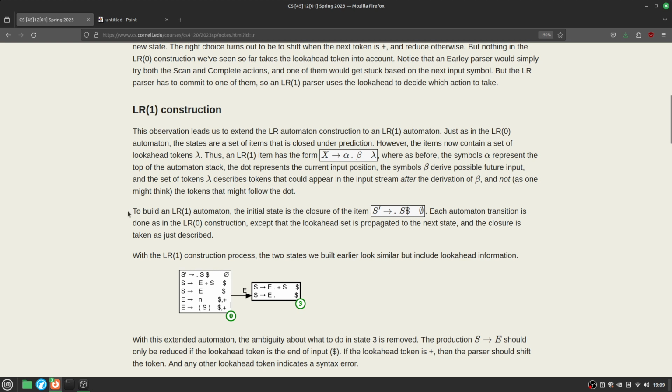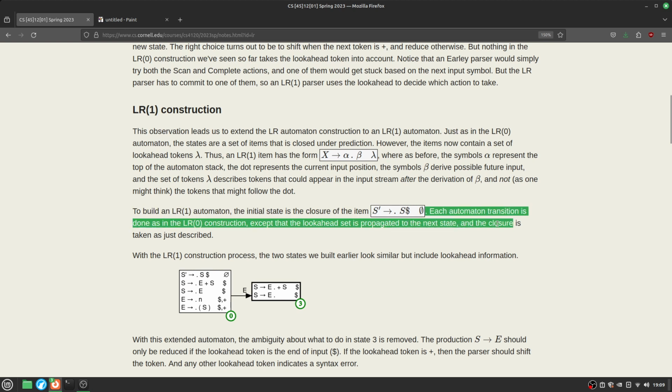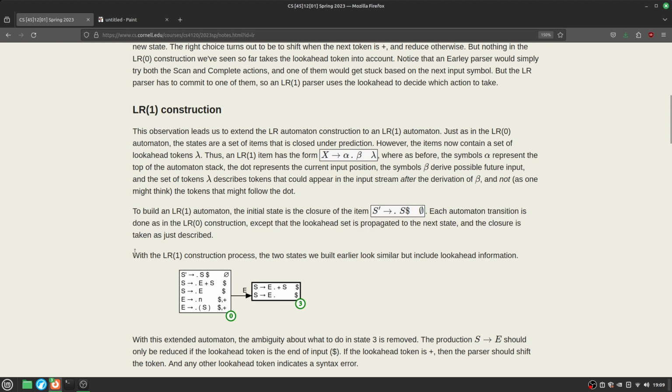Okay. To build an LR1 automaton, the initial state is the closure of the item S prime tends to dot S and then the end of input symbol, and the look-ahead is nothing. Each automaton transition is done as in the LR0 construction, except that the look-ahead set is propagated to the next state and the closure is taken as just described. With the LR1 construction process, the two states we built earlier look similar but include look-ahead information.